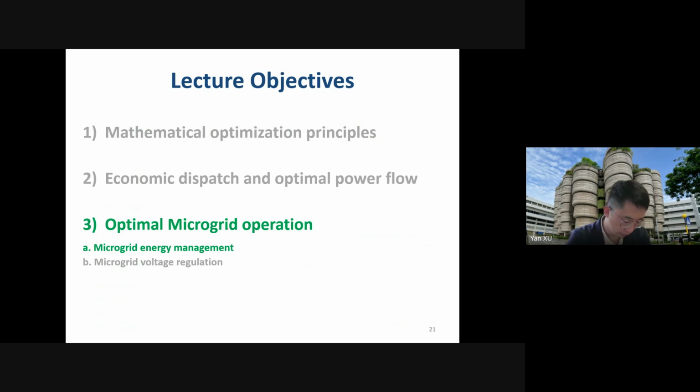Now, before we move to the third part, the microgrid operation, let's have a 5 minutes break. Please come back in 5 minutes. All right.